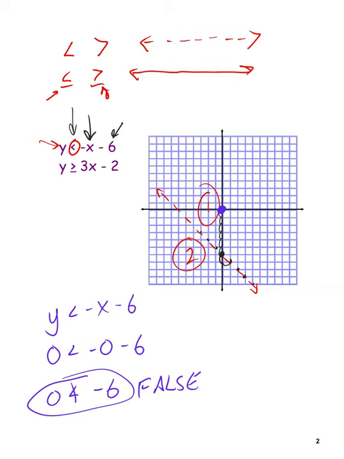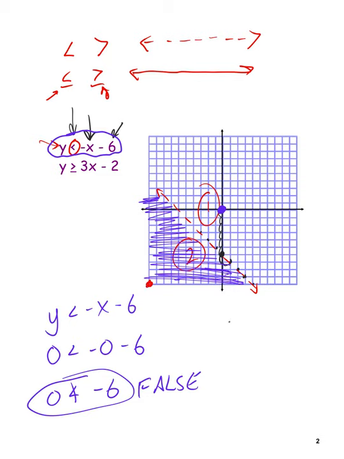shade for my inequality. So what I'm going to do is shade beneath this line. In all this area that I've shaded, the y value will be less than the negative x minus 6 line. For instance, if I wanted to put in this point right here in the bottom corner, which would be negative 10, negative 10.